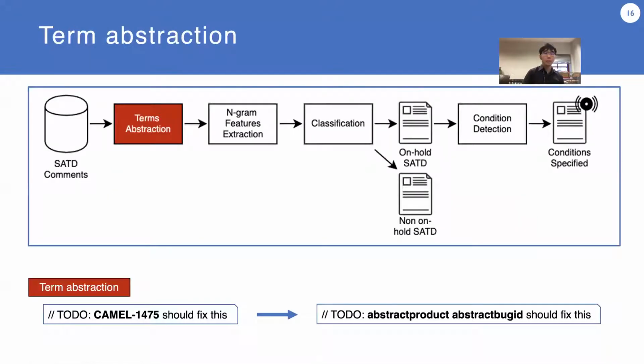The first step is term abstraction. We apply this process because we are more interested in the existence of this type rather than the actual term, which does not appear frequently. In an example, we abstract the word CAMEL-1475 into the abstract token, abstract bug ID.